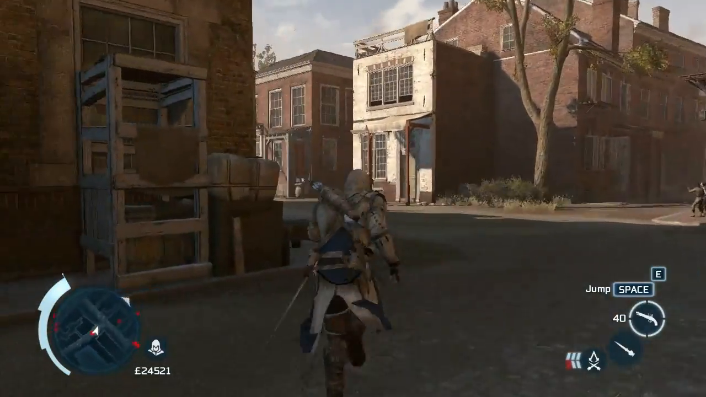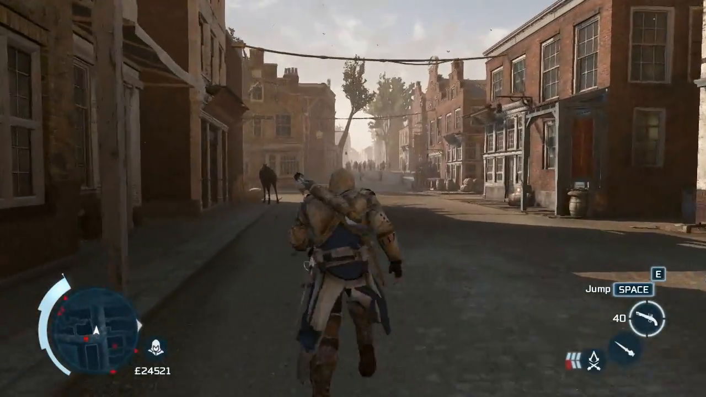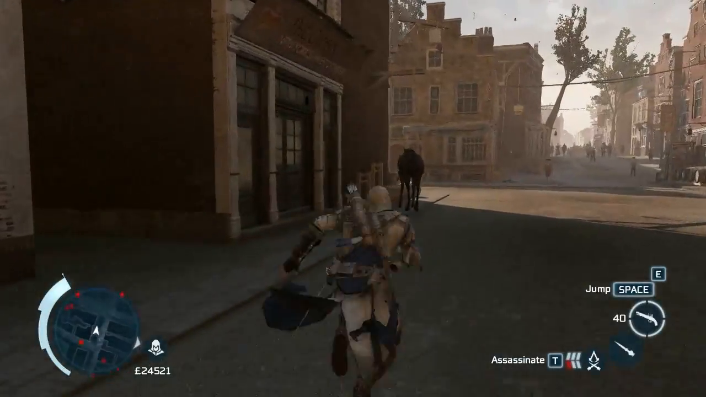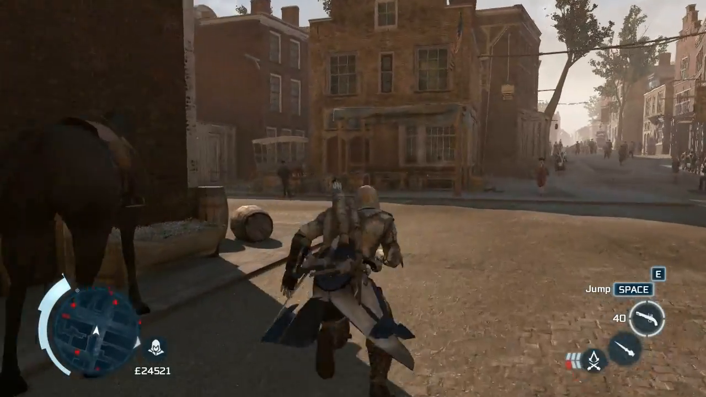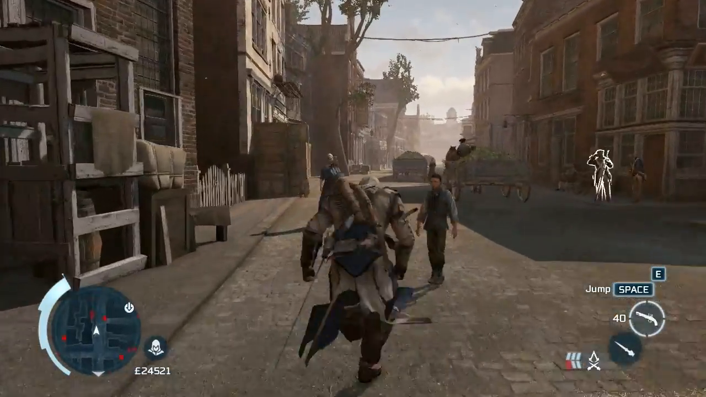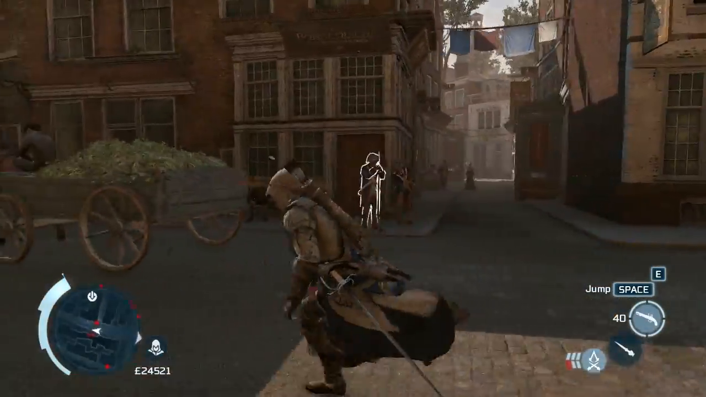Okay, where am I going? It's at Wall Street, which means it should be just to the south up here, right? We'll see if my knowledge of the geography of New York is very good or not.